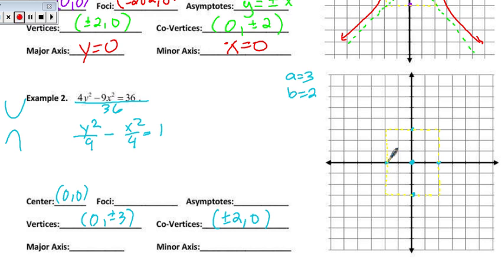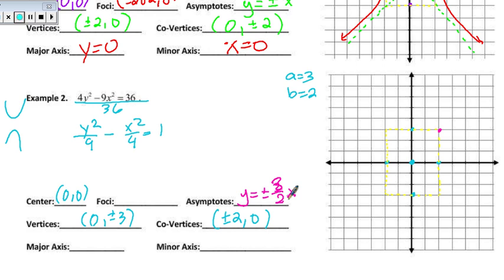Okay, so from there we've got to find our asymptotes. So that's the next step that we're looking at. If I look here, to get to this point right here, I have to go 1, 2, 3 up over 2. So the slope of that line is 3/2. To go in the other direction, I'd go down 3 over 2. So the equation we are looking at is y is equal to plus or minus 3/2 x.